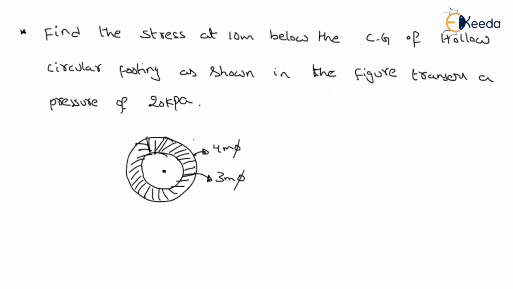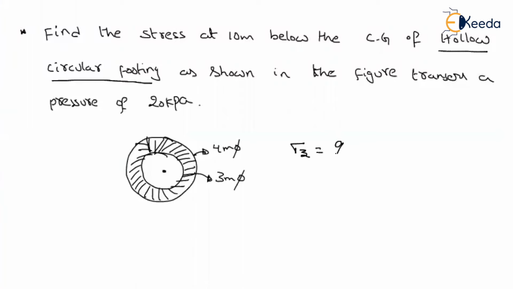So, what is the type of footing here? It is given as hollow circular footing, or else we can say it as a hollow circular load, isn't it? If the footing is hollow circular, the load will transfer in the form of hollow circular load only. So if it is a hollow circular loading or circular loading, what about the sigma z formula we have seen? How can we find out?